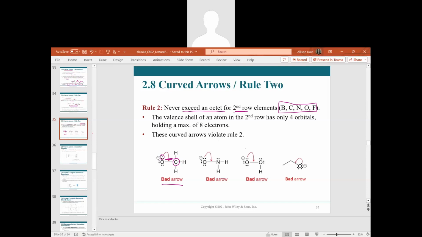This nitrogen has 2 bonds, a lone pair, and it's sharing these 2 electrons in this bond. But if we take this lone pair and create that second bond, this nitrogen would also violate the octet rule. Same thing here. If we move those electrons and draw a double bond here, that oxygen would have 10 valence electrons, so that's another bad arrow. All these are bad arrows. And this last one, again, we would violate the octet for oxygen. They all are violating Rule 2.